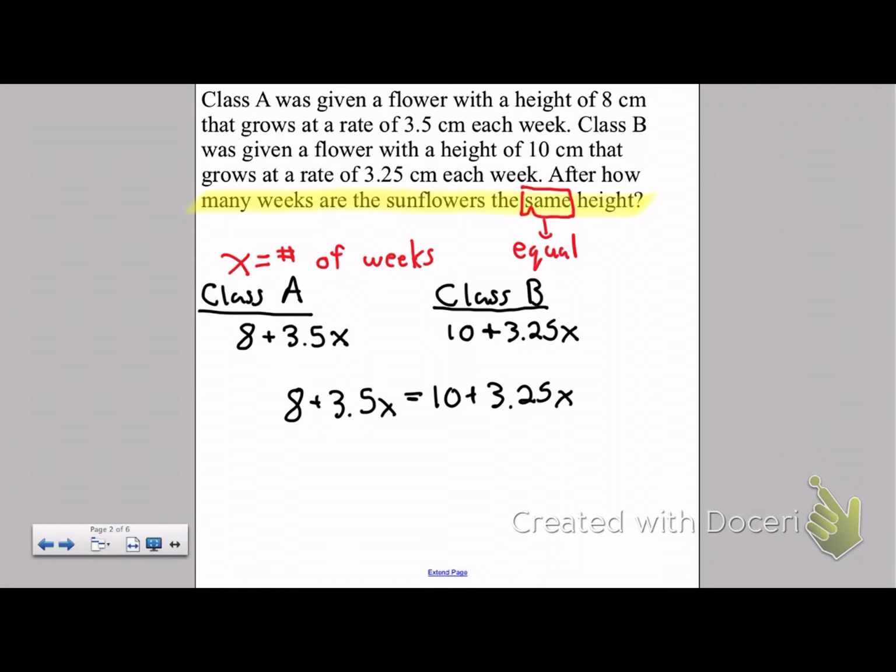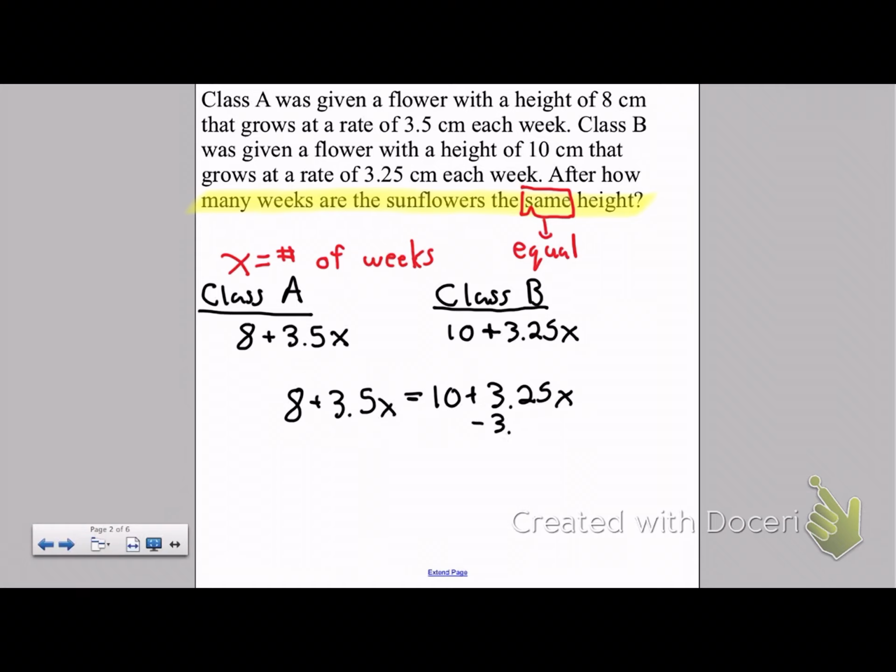I look to see if there's any like terms on the left side. 8 plus 3.5x are not like terms. I look to see if there's like terms on the right hand side. 10 plus 3.25x are not like terms. So I'm going to move all my variables to one side and all my non-variables to the other side. I'm going to do the opposite this time.